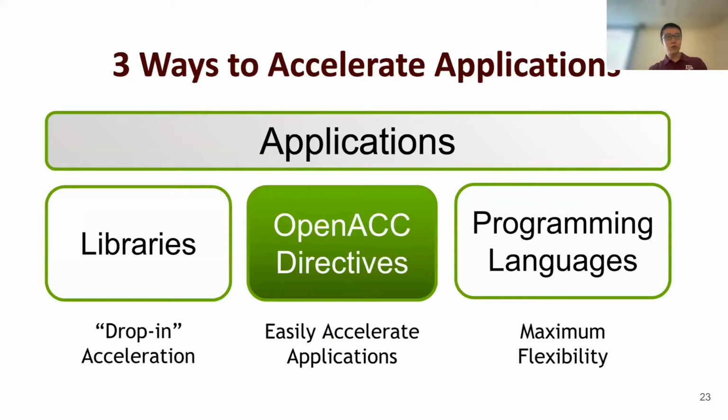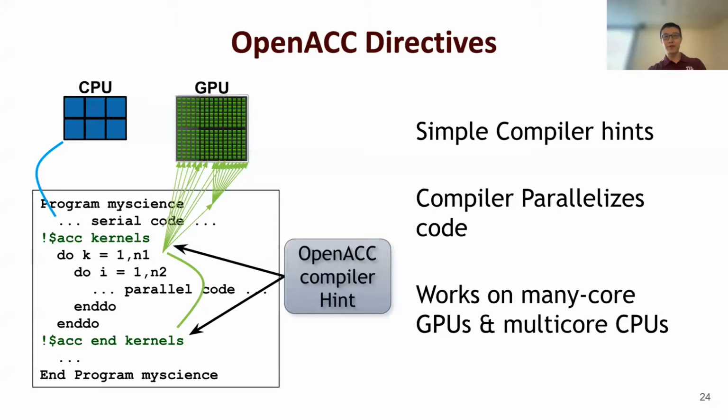Okay, the second one is OpenACC directives, and as I mentioned, it's just like comments. If you provide these comments to the compiler, it can do this work for you. So this is a very, very simple example. This is Fortran code, actually. If you're familiar with Fortran, it's easy. Otherwise, don't worry too much.